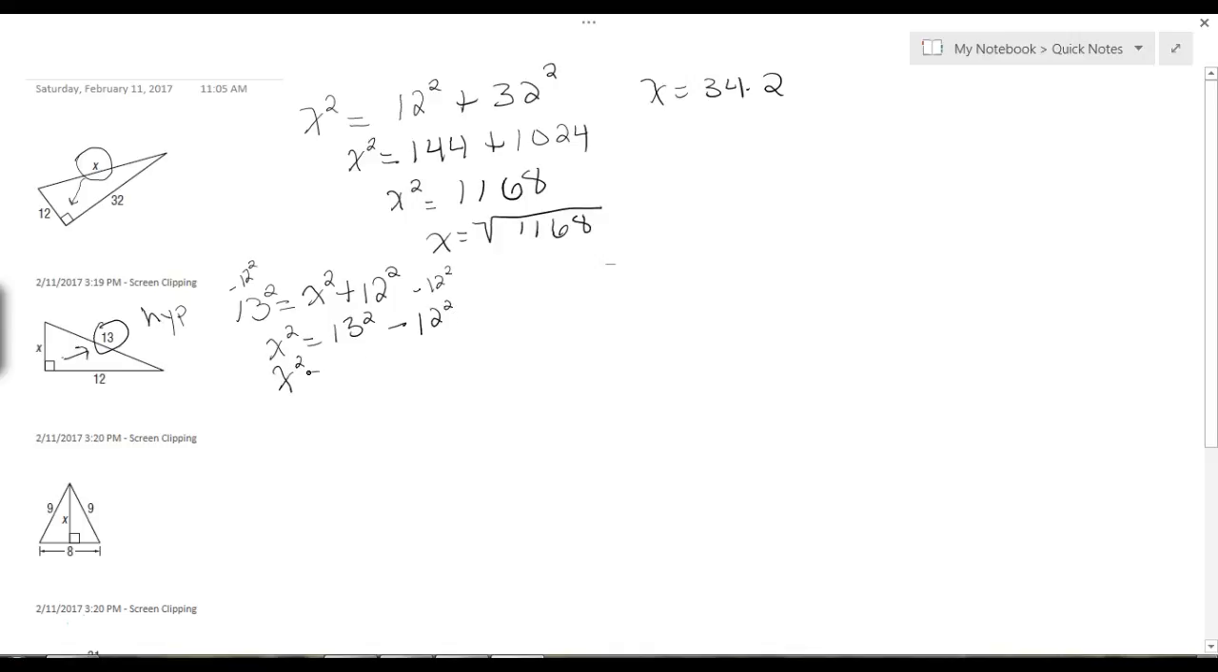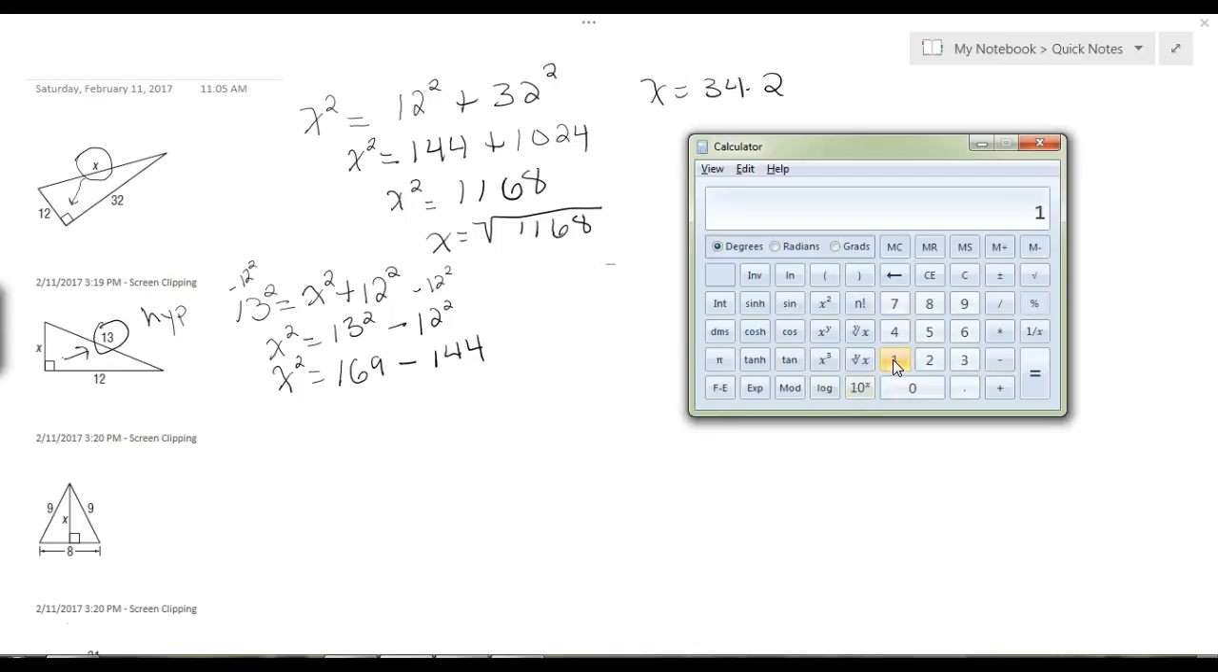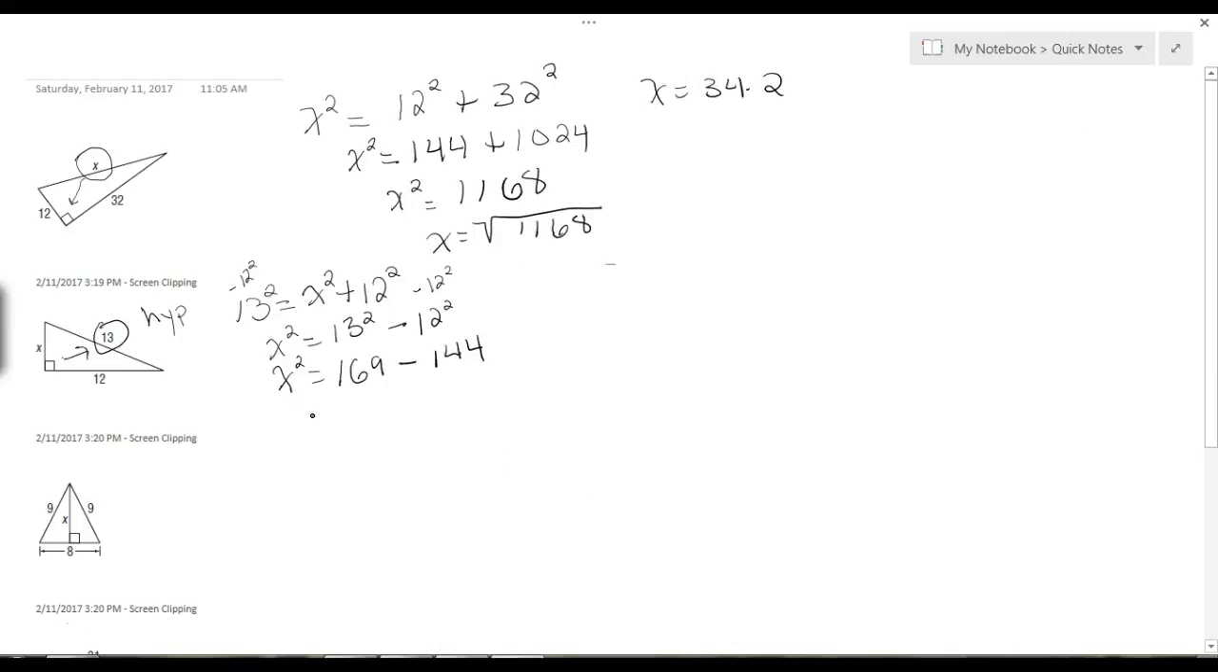So x squared equals, 13 squared is 169, and 12 squared is 144. So I'm going to go ahead and put that in my calculator. 169 minus 144 equals 25. So I get x squared equals 25. So that means x equals 5.